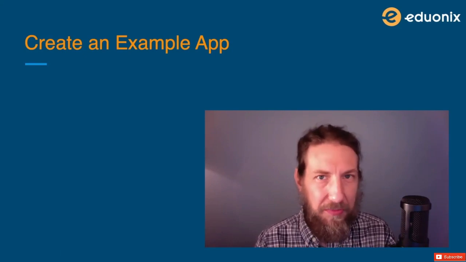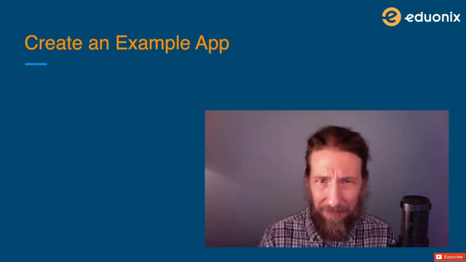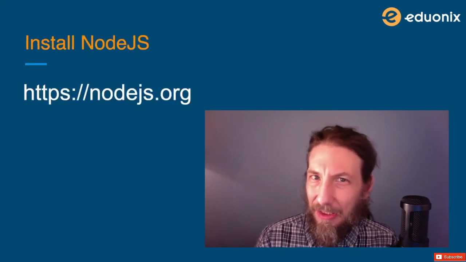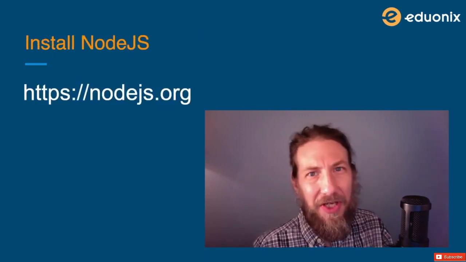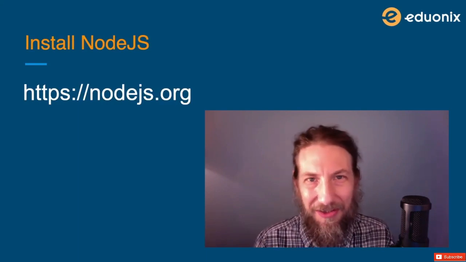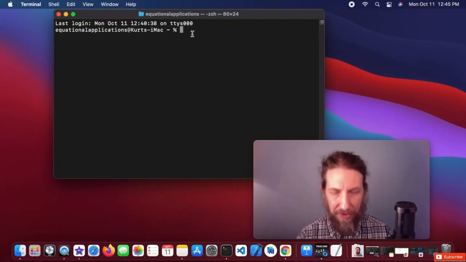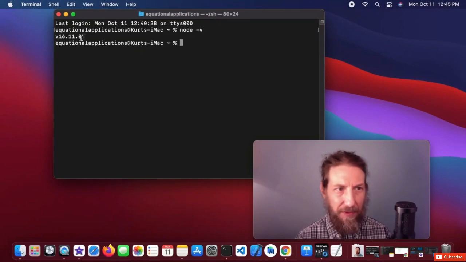This course assumes that you have some knowledge of Node.js, so you will need it installed in your development environment. If you don't have Node installed yet, you can refer to the Node.js website for some help getting started. First, let's make sure we have Node installed by checking our version. So that tells us we have Node installed, and that's our version.